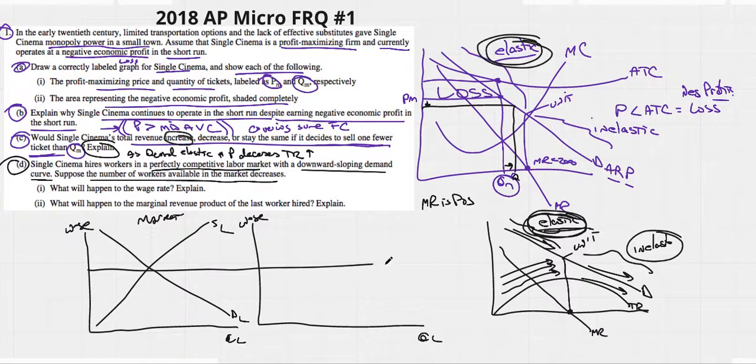Oops, a little off there. That should be going right through there. Pretend it is. This is our supply of labor, or marginal revenue cost, sometimes called marginal factor cost. Here's our demand for labor, downward sloping, also known as our MRP. This is everybody's demand for labor. This is our specific firm's demand for labor.